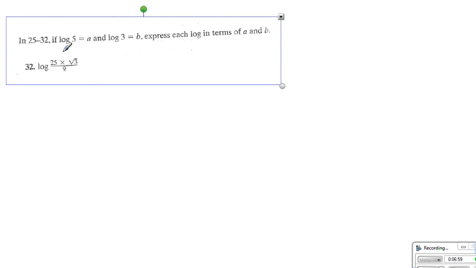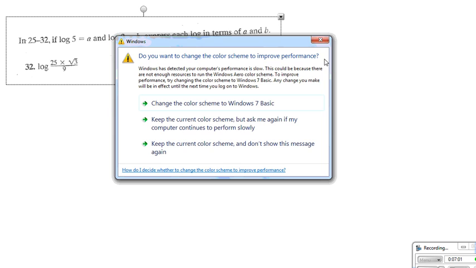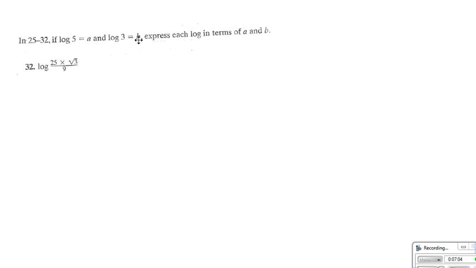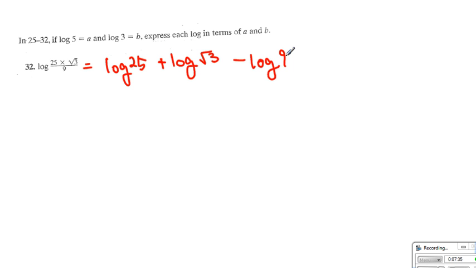Alright, so log of 5 is equal to a, log of 3 is equal to b, and then we need to figure out expressing this one in terms of a and b. So let's look into this one first. Here we have log of 25, and multiplication means addition, log of square root of 3, and division means subtraction, so log of 9. Now, as a first layer, that's okay.